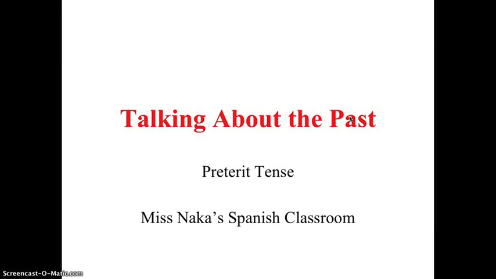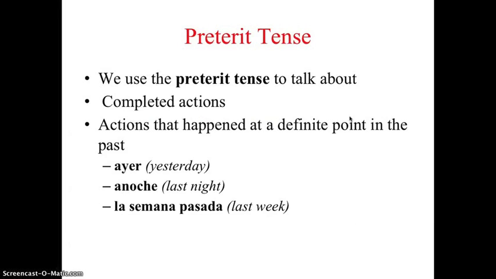In Spanish, we have two verb tenses to talk about the past, the preterite and the imperfect. In this video, we will focus on the preterite tense. We will go over when to use this tense and how to conjugate. Both the preterite and the imperfect tense are used to talk about the past. However, certain cases require the preterite tense. So when do you use this tense?